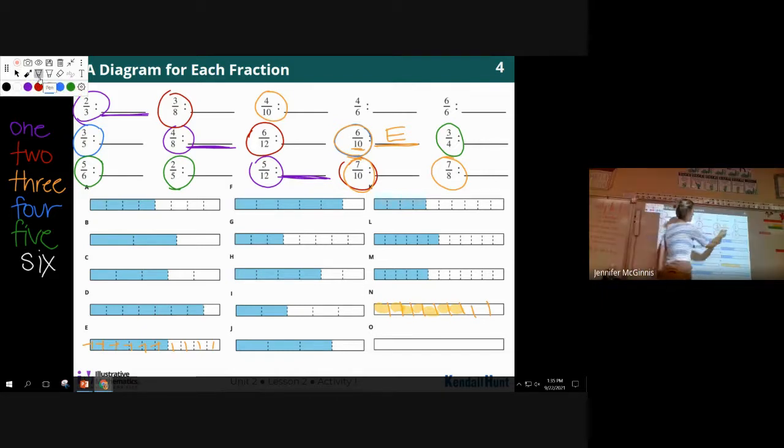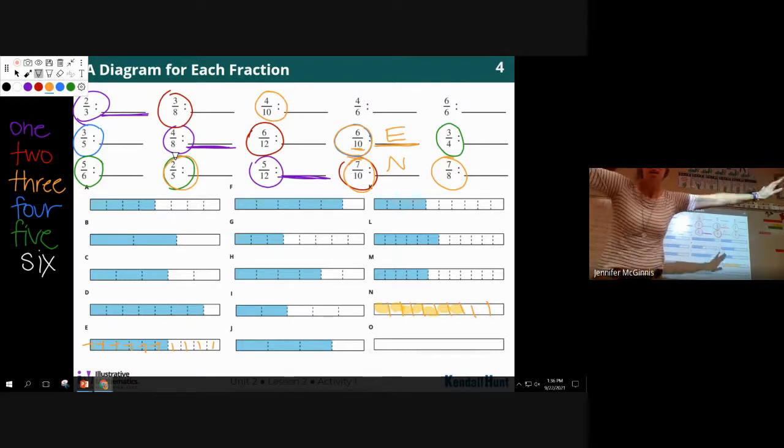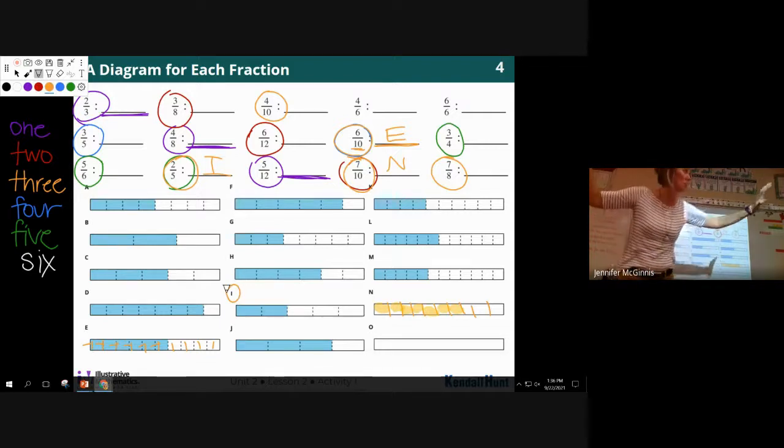So N is 7/10. Mackenzie, which one do you want to steal? Hurry. 2/5. Sit still. We're fine. Mackenzie, which letter goes with 2/5? I. Good job, sister. Everyone, I love you. Sit still. Table 1, hurry. 2/3. What's the letter? C. Oh, B. That's right. Good job. 4/8. What's the letter?